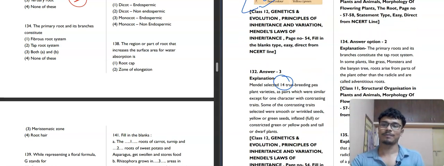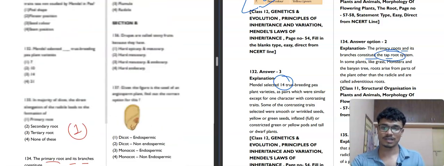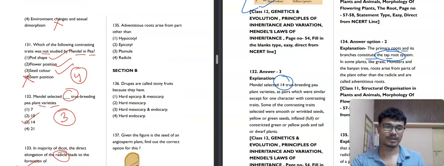What is it saying? That the primary root and its branches constitute the fibrous root system. Not at all. Primary roots always mean the taproot system. The primary root and its branches constitute the taproot system. The second option is our correct answer. Now we'll move towards the next question, question number 135.